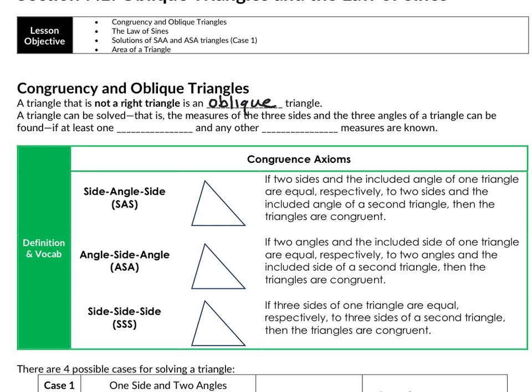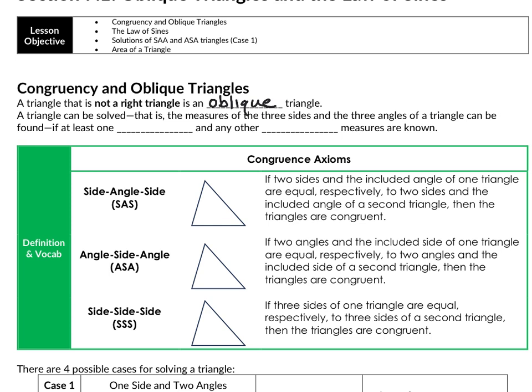So before, when we were working with triangles and doing the problems that we had, they were all perfect right triangles, which is why we were able to use sine, cosine, and tangent, because that has to do with a 90-degree angle, all of that good stuff. But we can also solve oblique triangles.